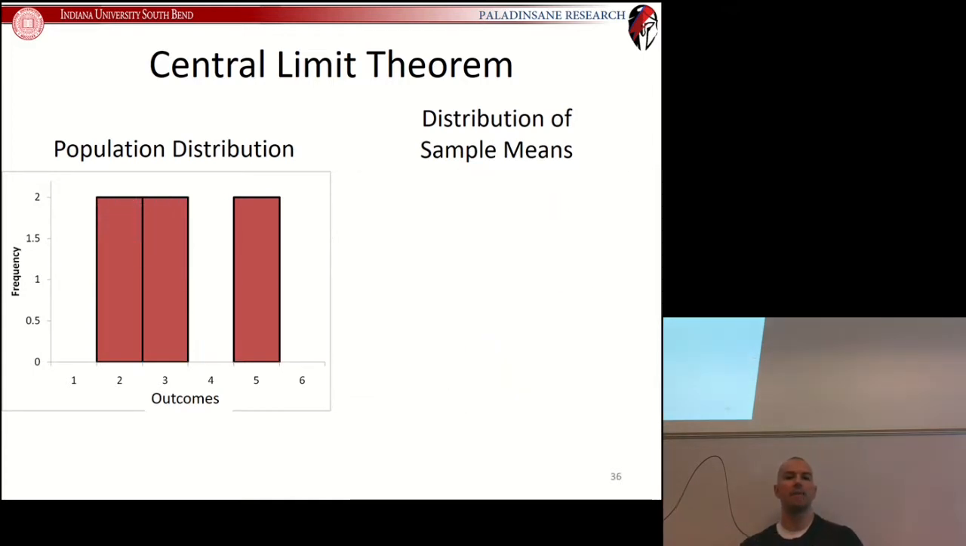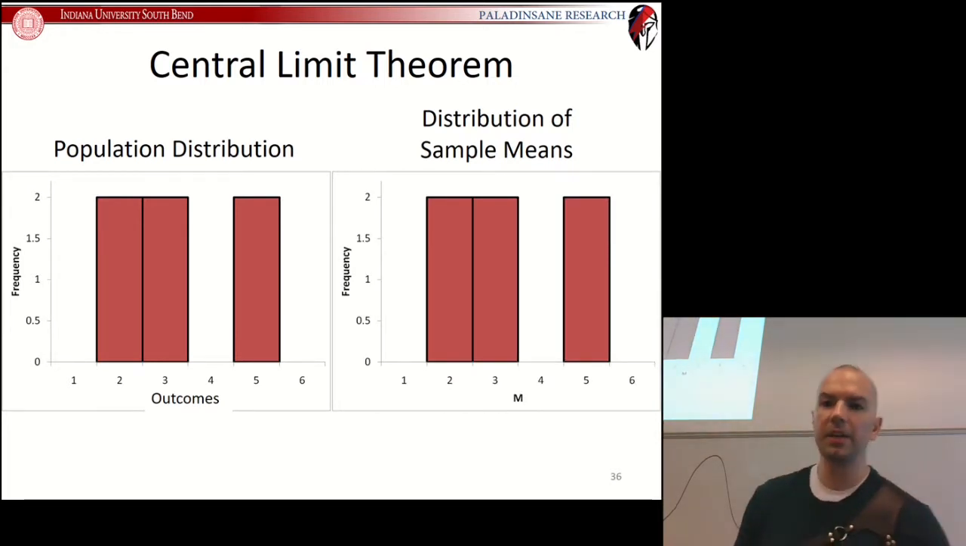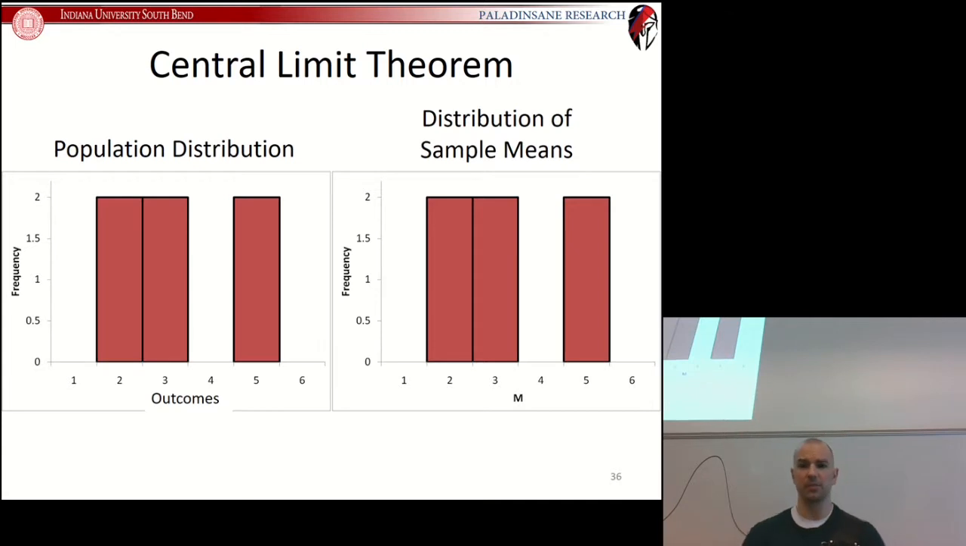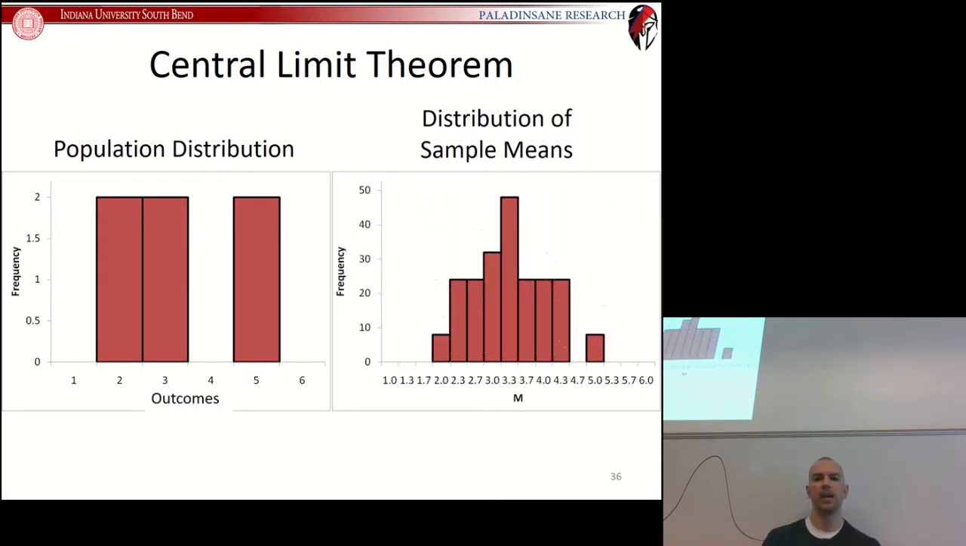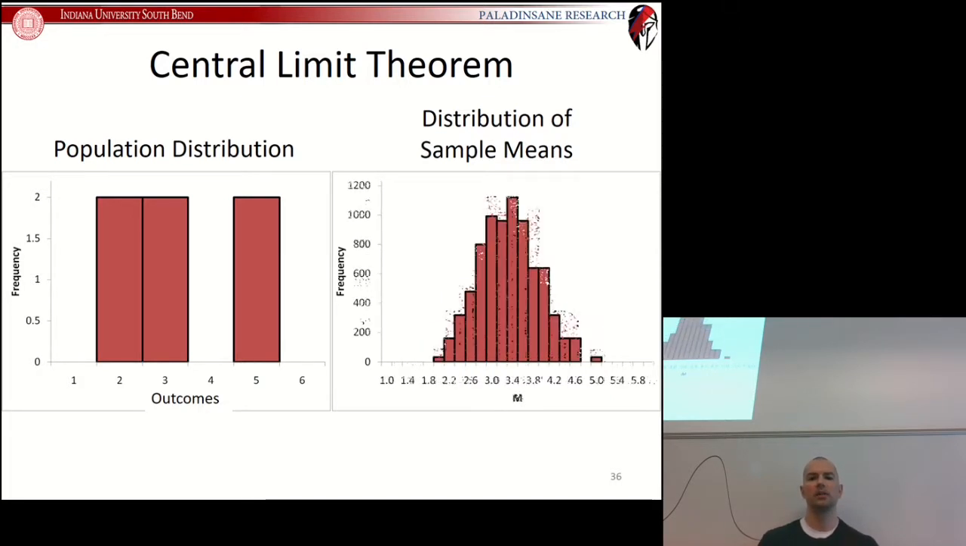And it does not matter what your population distribution looks like. So it doesn't even matter if there's gaps in your population distribution. Nobody scored 1, nobody scores 4, nobody scores 6. Everybody scores either 2, 3, or 5. Well, that's your distribution of sample means for a sample size of 1. That's a sample size of 2. That's a sample size of 3. Sample size of 4. Sample size of 5.